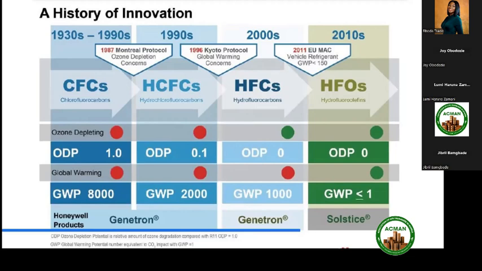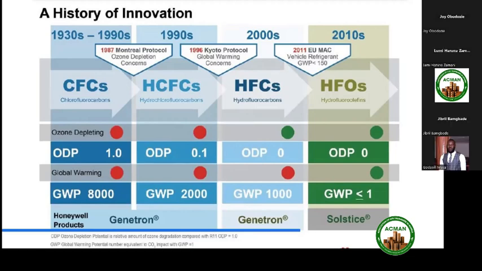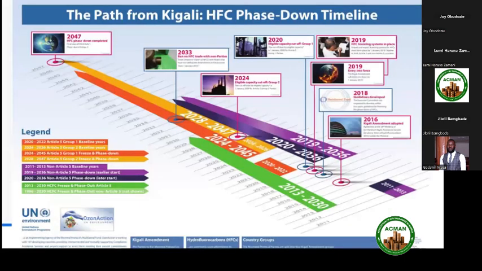Then the alternatives to HFCs are the HFOs, the hydrofluoroolefins, which are not ozone depleting, and they don't have global warming potential. So this is the roadmap or phase down stage for the removal of HFCs, which are being used currently.